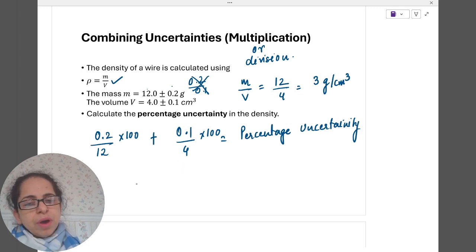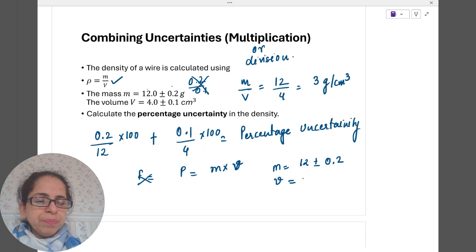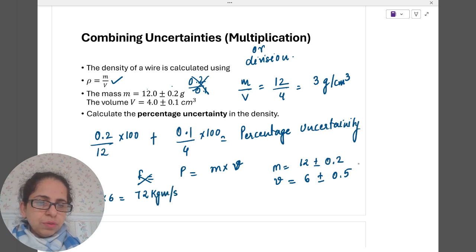Now, for example, if you have a question like momentum equals mass times velocity, not volume. Mass in that case is, I'm taking the same mass, 12 plus minus 0.2, and the velocity is, just making it this way so that you don't get confused with the volume, let's say 6 plus minus 0.5. Now you calculate momentum using 12 times 6, done. 72 kg meters per second. No, so this is grams. So grams meters per second.